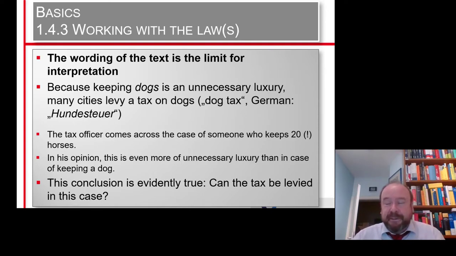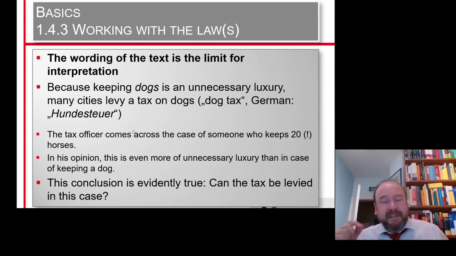So, consequence, the assumption has to be that the writer of the law knew what they were doing, and so people who own horses are out of the scope of that tax because there is no potential way one can imagine that writing about dogs you also want to speak about horses. That would be entirely impossible, and so it's clearly excluded. The dog tax can only be levied on dogs.